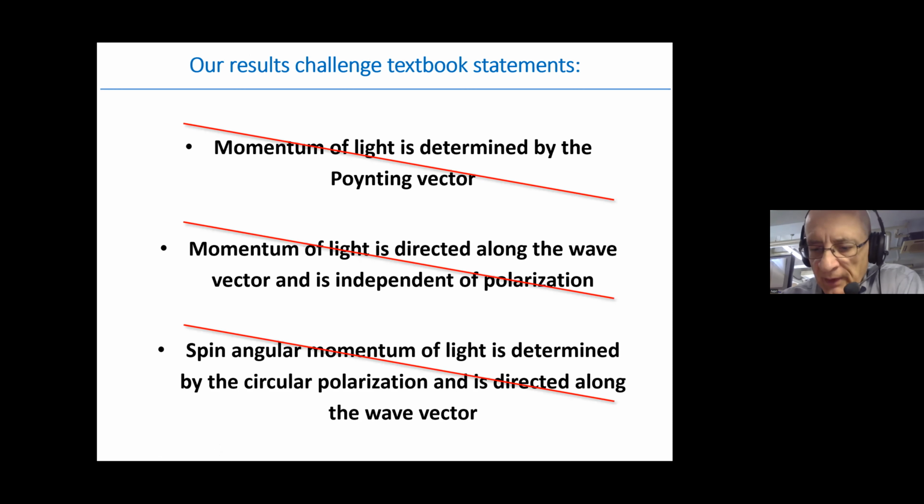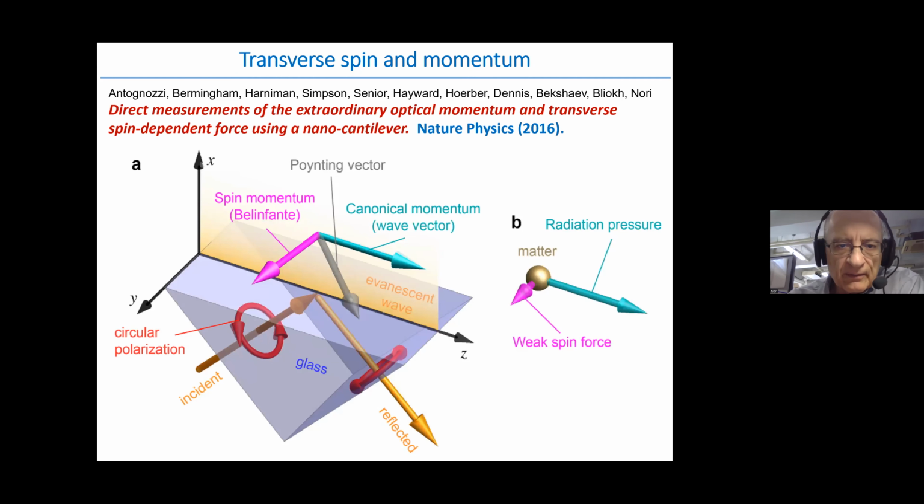Initially, we had some friction with referees 10 or 12 years ago on this, but eventually there are many experiments now that have proved that all these points are correct. This is an experiment done in collaboration with some friends in the UK. They were looking at direct measurements of the extraordinary optical momentum and transverse spin-dependent force using nanocantilevers.